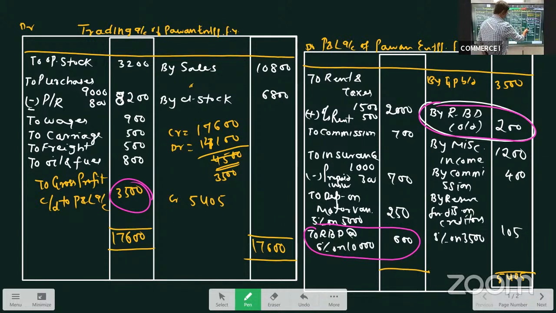2,734, then 4,250. So 5,405 minus 4,250, we get 1,155. 1,155 is the net profit we are getting. Net profit is how much? 1,155.